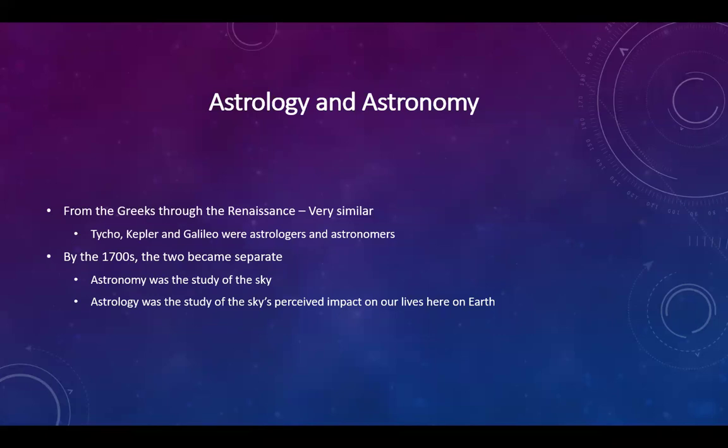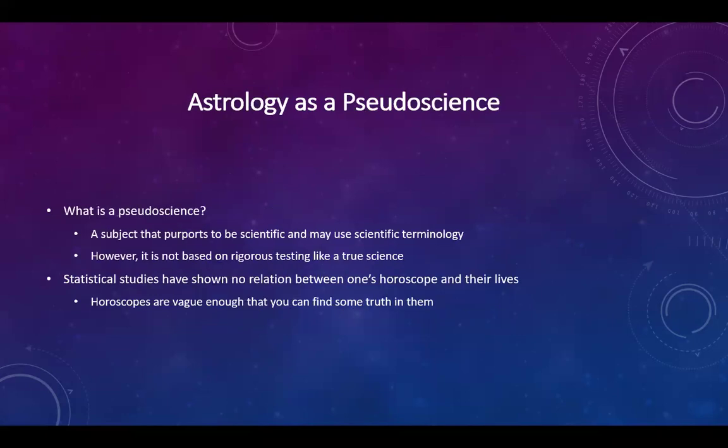Astronomy was the study of the sky, while astrology was the study of the sky's perceived impact on our lives here on Earth. Because in the 1700s, that's where the Enlightenment and more modern scientific concepts started to come out. A lot of weird stuff was still going on before that. Isaac Newton, for example, was also an alchemist. He wrote books on alchemy, sort of the precursor to chemistry, but it had a lot more mystical stuff in it as well. I don't think he was an astrologer.